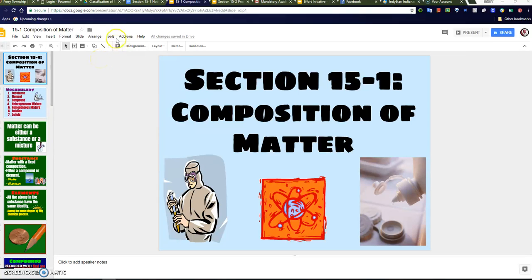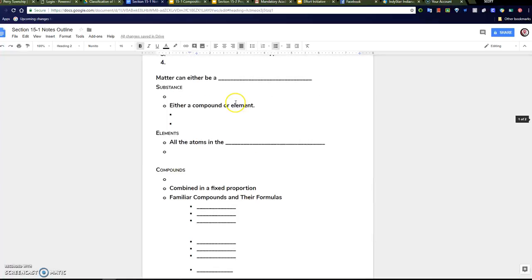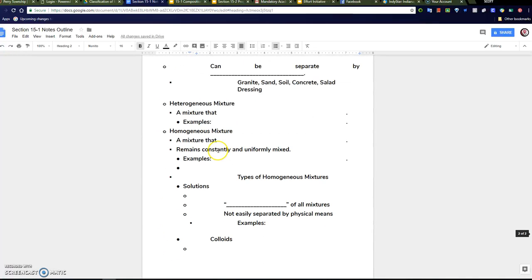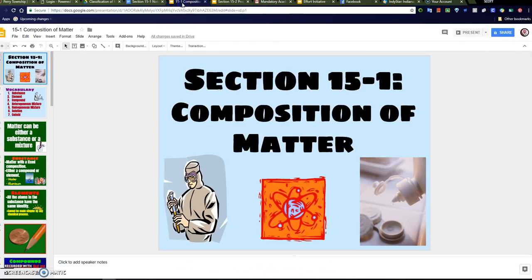All right, ICP, this is Mr. Simmons and your Section 15.1 Composition of Matter notes. This should be used in conjunction with your 15.1 notes that you got in class. Here we go.